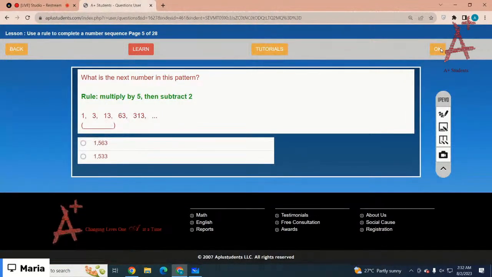Okay, what is the next number in the pattern? Multiply by 5 then subtract 2. So which is the correct option?